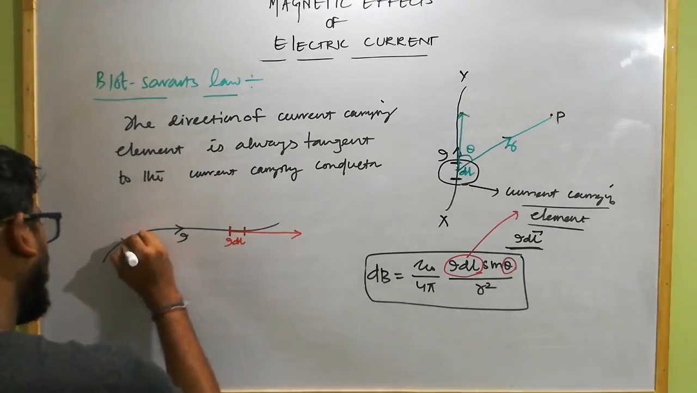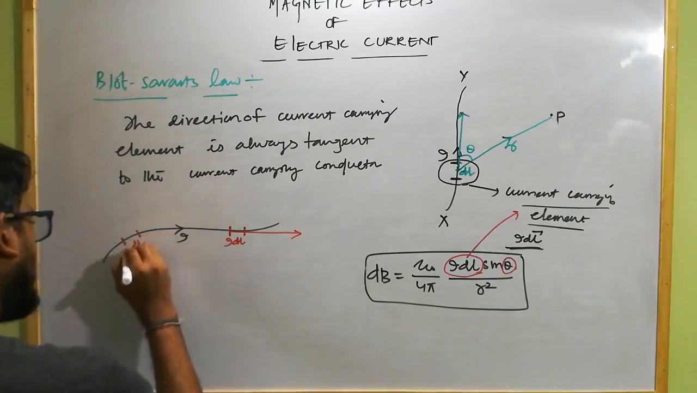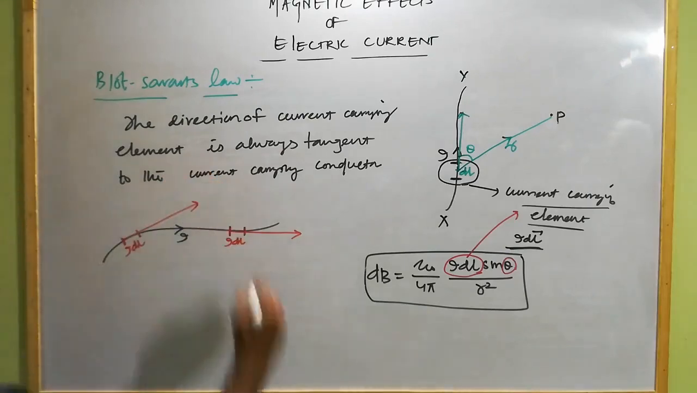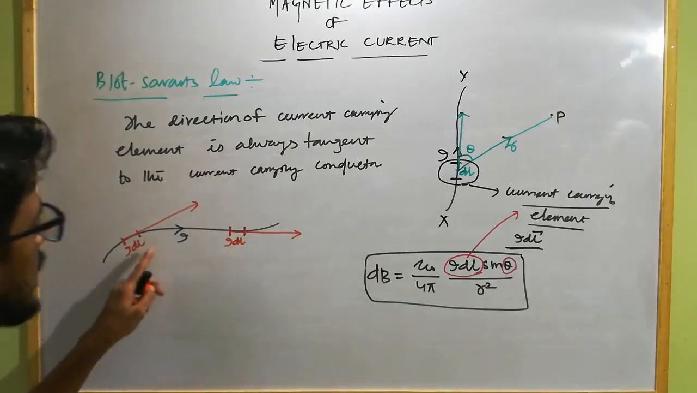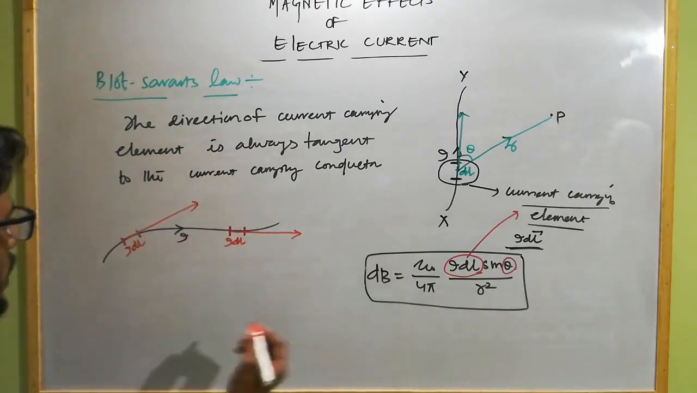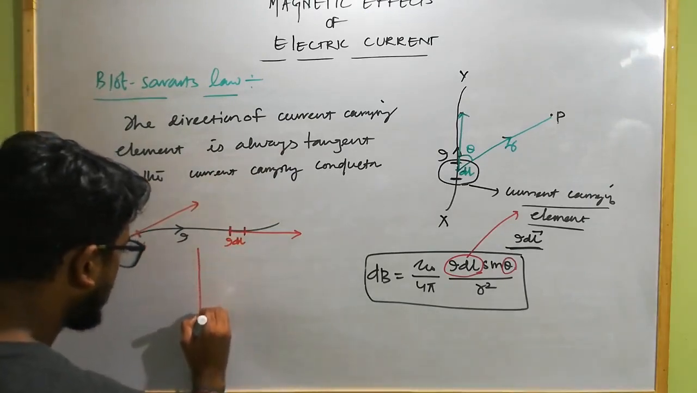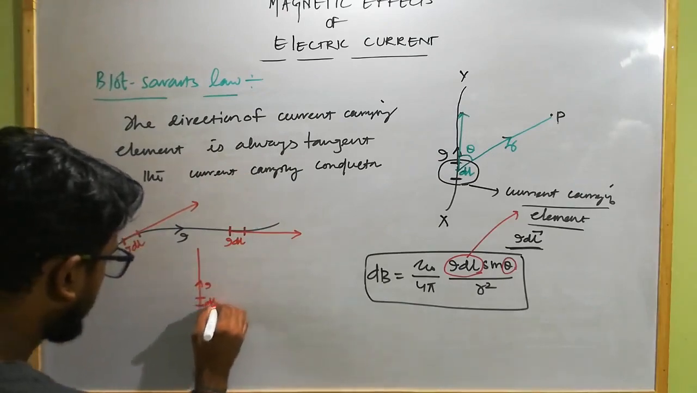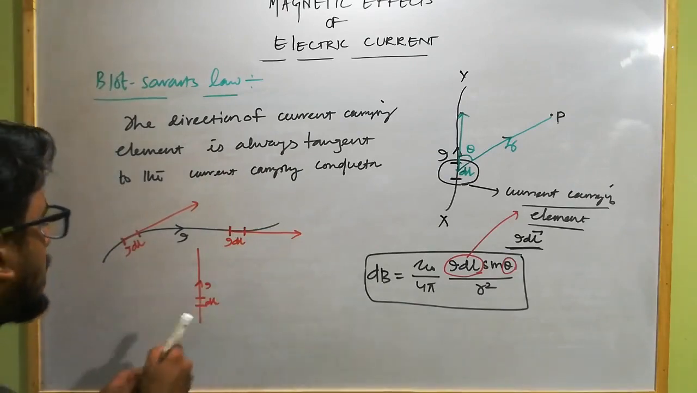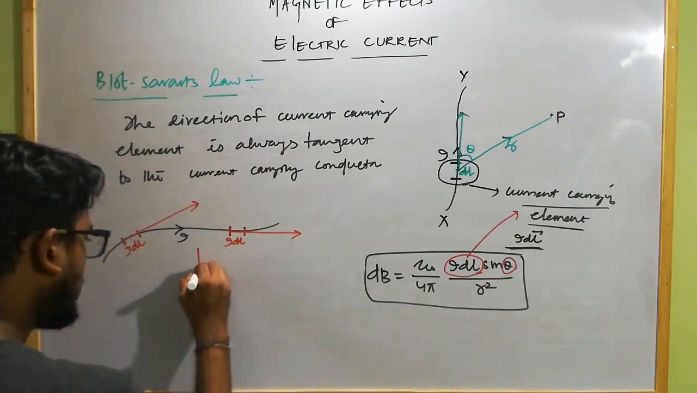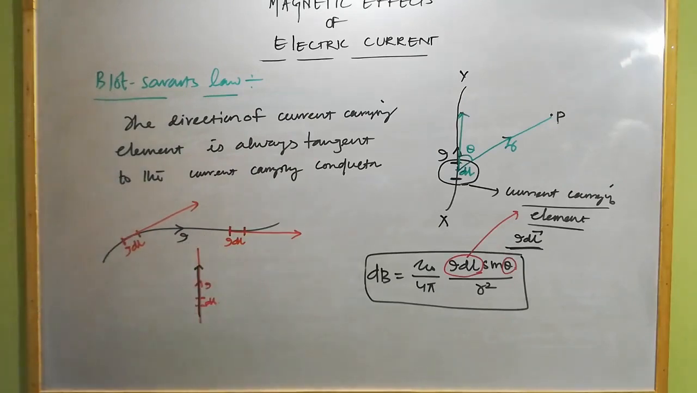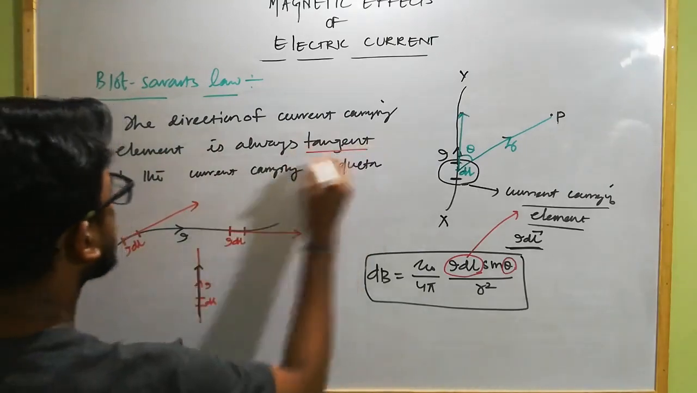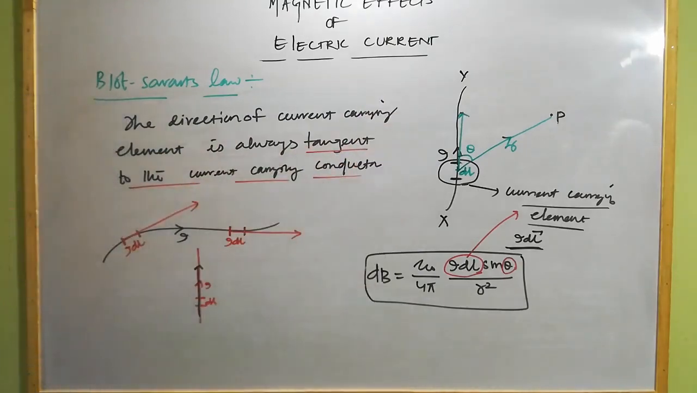If I consider the current carrying element at this portion, of length dl, with current I flowing through the complete conductor, then at this place the direction will be like this. So the direction of the current carrying element will be tangent to the conductor. If the conductor is a straight wire with current I flowing through it and I consider a small portion dl here, this is the current carrying element, and as this is a straight wire, the direction of the tangent will be along the flow of current. Clear?